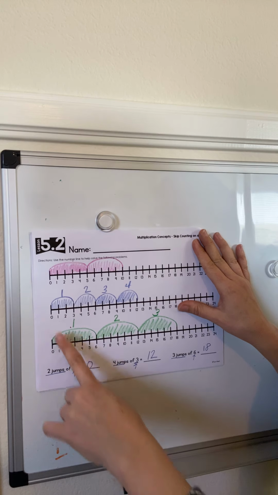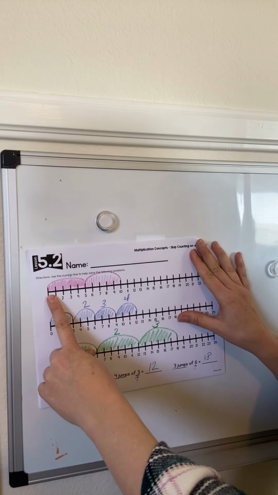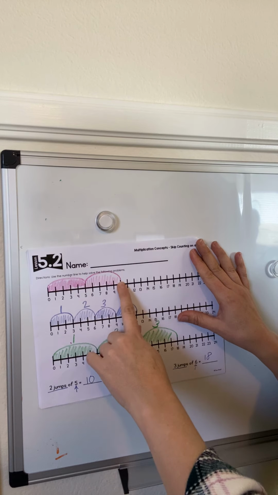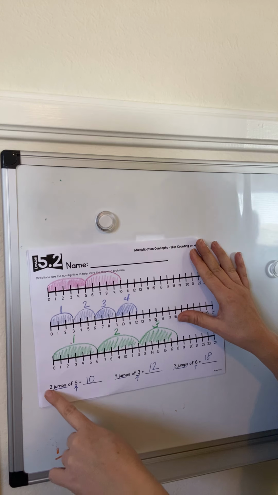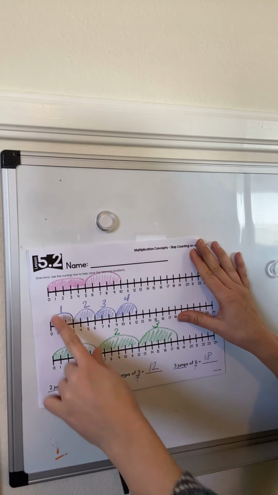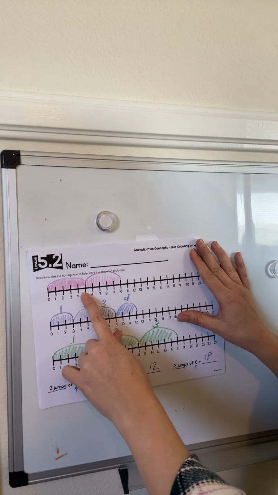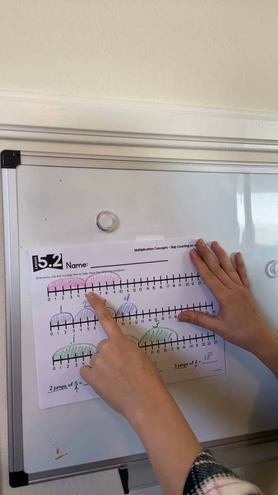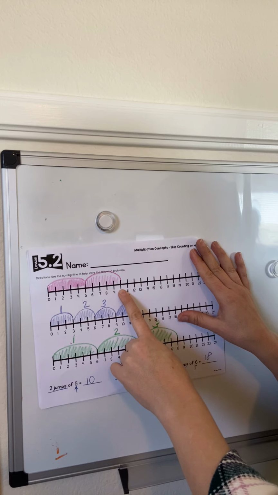So on my very first problem for 5.2, I am doing 2 jumps of 5. So I come to my first number line and I'm jumping on the number line. And because it wants 2 jumps of 5, I'm gonna go to 5 for my first jump. And then I'm gonna count another 5 for my second jump.